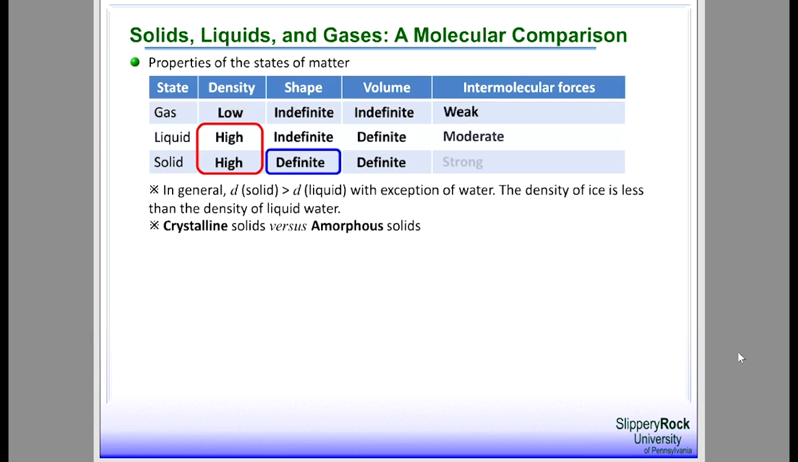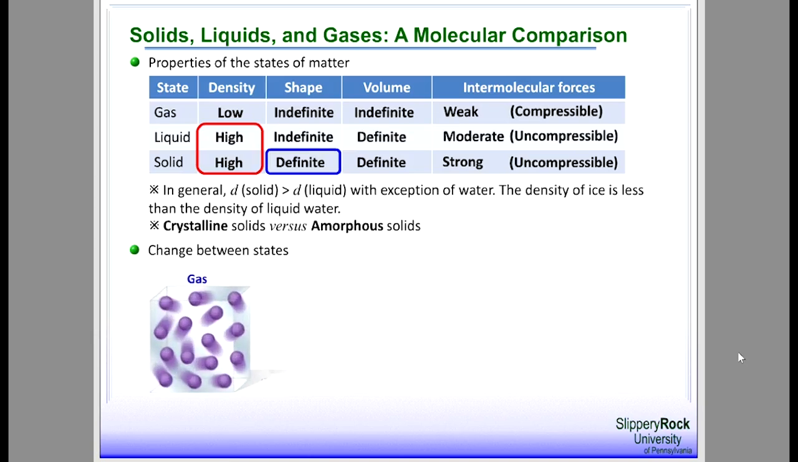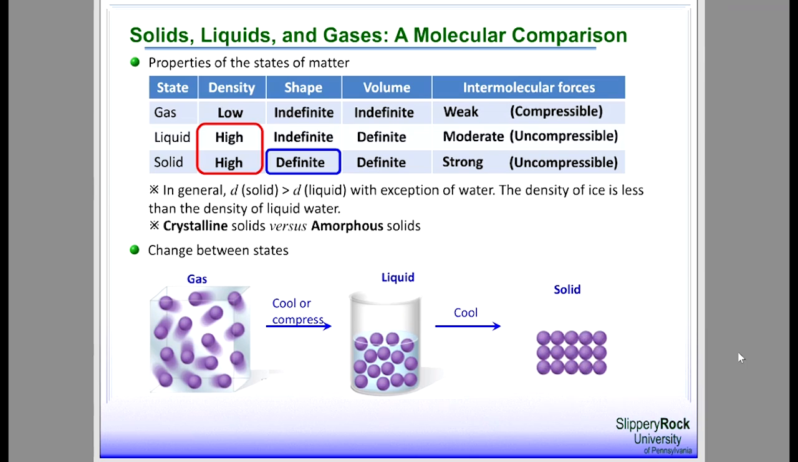In general, the intermolecular forces of gas are weak, those of liquid are moderate, and those of solid are strong. Due to the weak intermolecular forces, gas is highly compressible, while liquid and solid are not compressible. Gas is condensed to liquid either by being cooled or compressed, and liquid is frozen to solid by being cooled. These physical processes can be reversed by adding heat or reducing pressure.